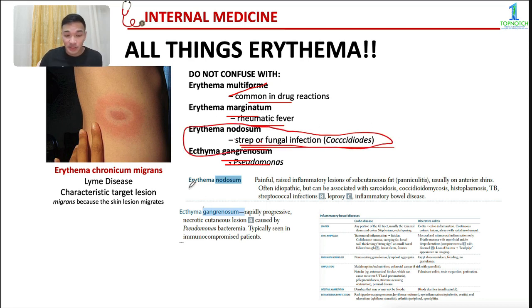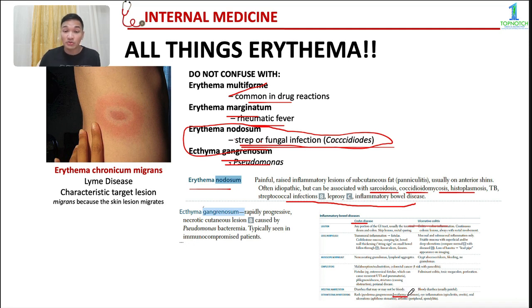Marami pang iba. Like for example, this is from First Aid. Erythema nodosum can be caused by sarcoidosis, coccidioidomycosis, histoplasmosis, TB, streptococcal infections, leprosy, and even IBD or inflammatory bowel disease. As you can see here, so this is inflammatory bowel disease, Crohn's disease, and ulcerative colitis.